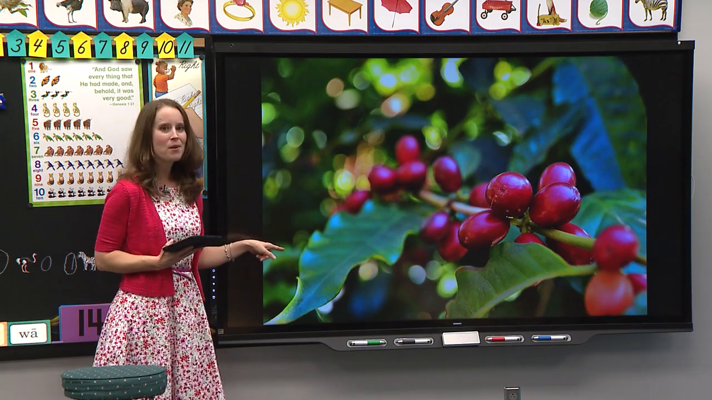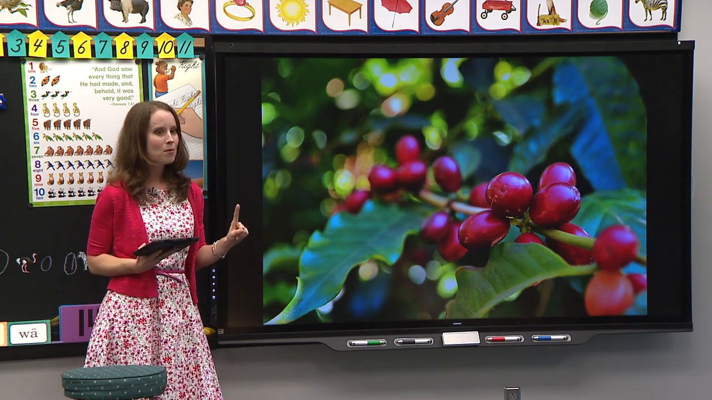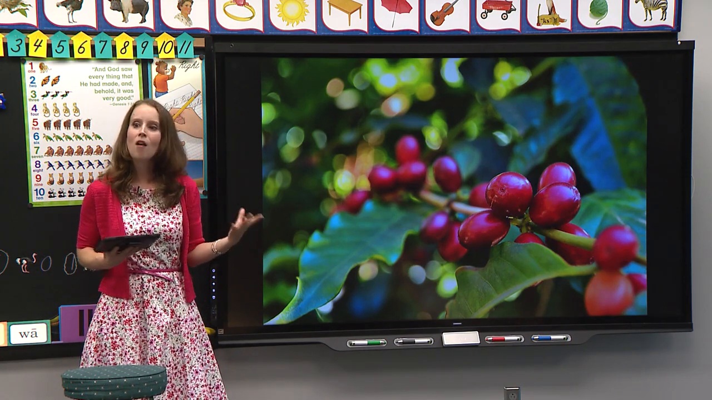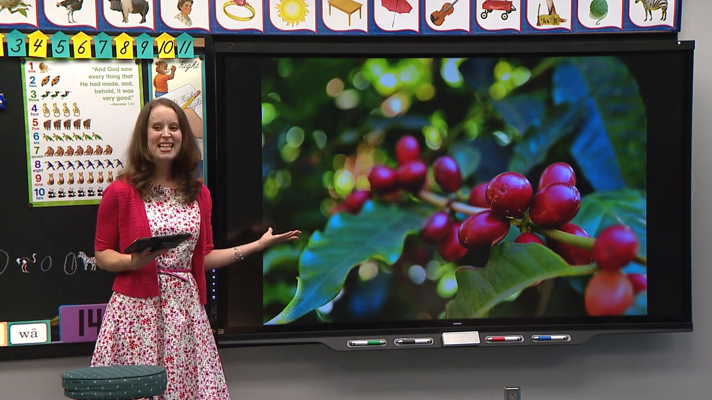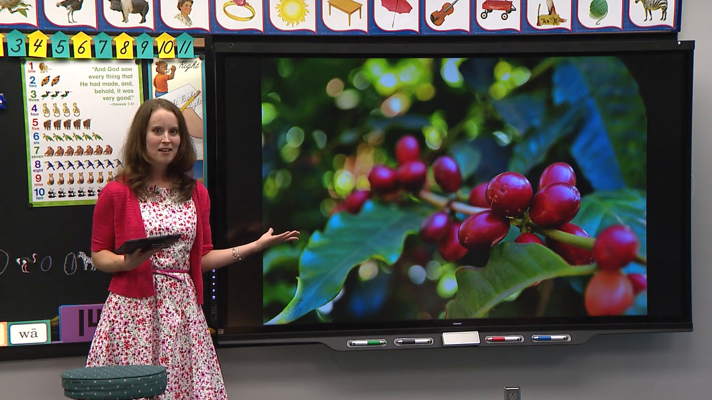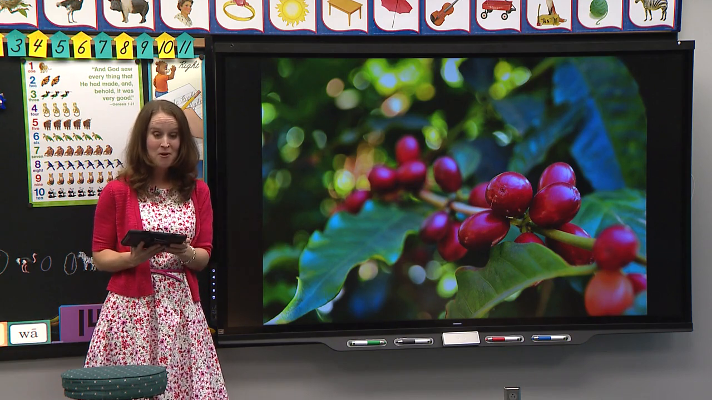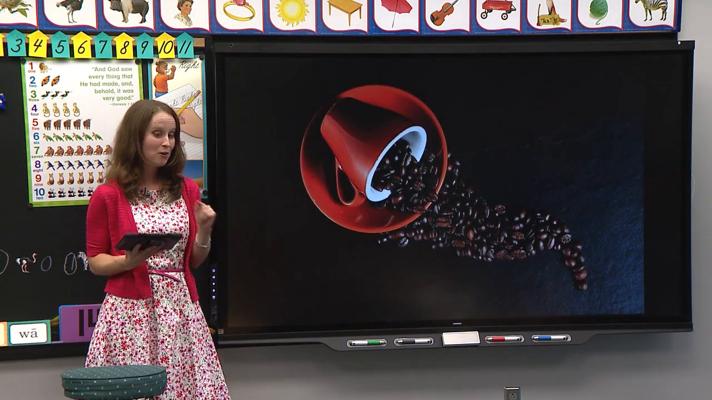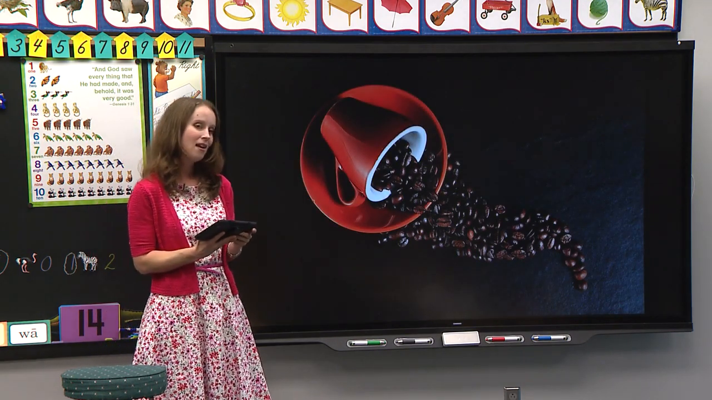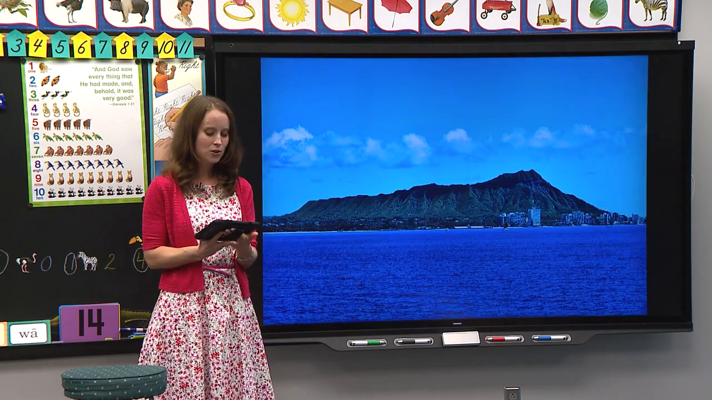Now you might not know what this is, but Mom and Dad probably do. This is the fruit that coffee beans come from. It's called coffee cherries. If your moms and dads like to drink coffee, give me a smile. Well, a lot of the coffee is grown in Hawaii. Maybe next time they drink coffee, you should ask them to see if their coffee came from the state of Hawaii. It's the only state in the United States that does grow coffee.